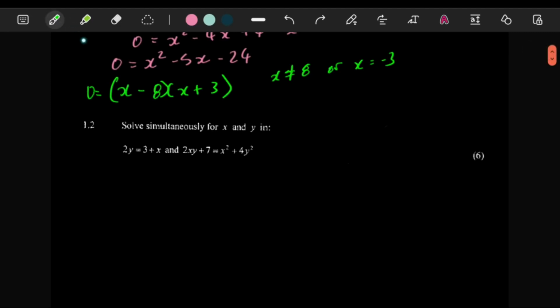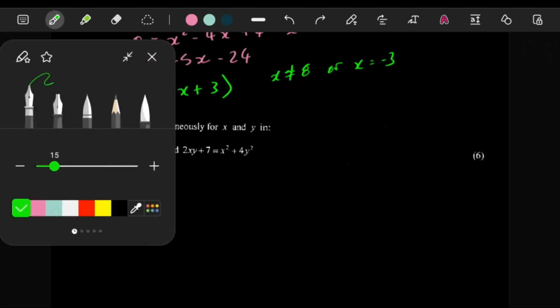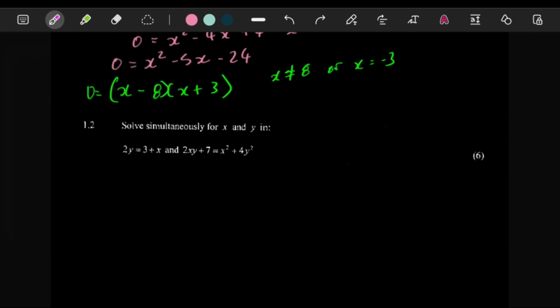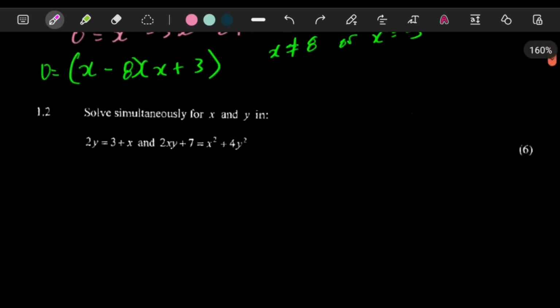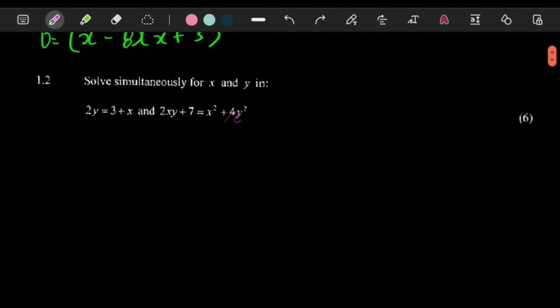We're about to get 6 marks for this 6 mark question. They want us to solve this simultaneously. So for 6 marks, what should we do? We should take the 3 to the other side. Next, it's 2y minus 3, and this is equal to x.